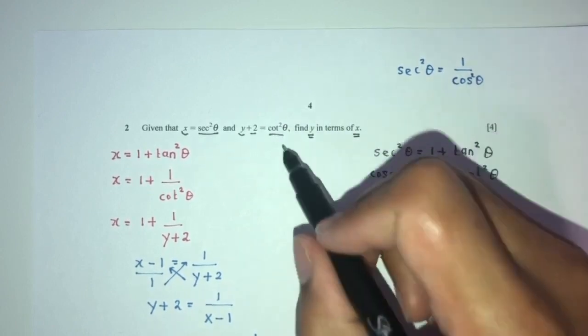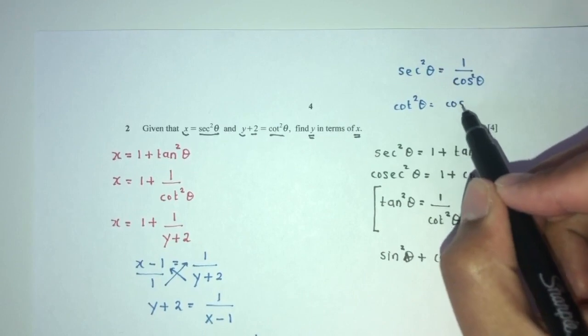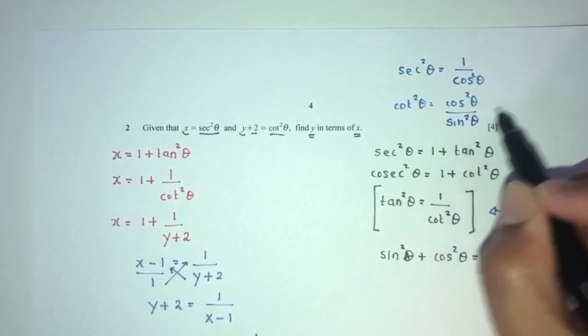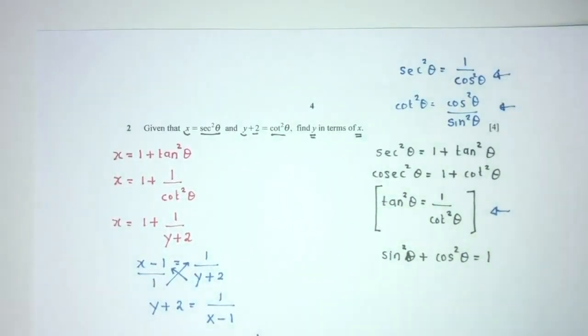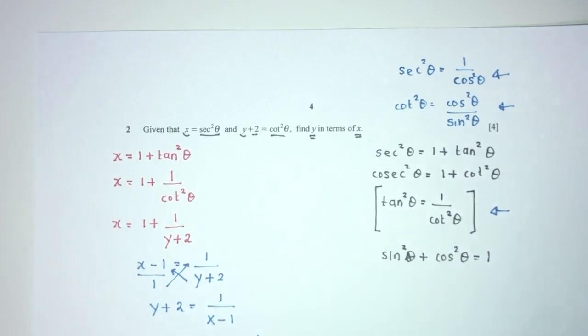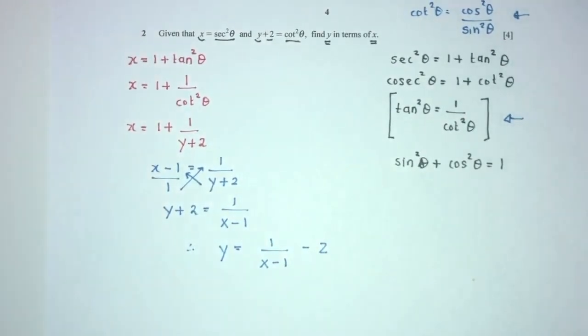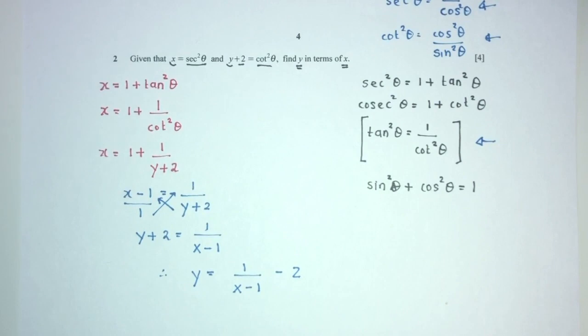And also this one, we do know that cot square theta is cos square theta over sin square theta. So these are the ideas we kind of must know now, so that we can use them in the case we are not able to find the required answer easily. Again, in this case, it was pretty straightforward. We just have to play with the numbers, cross multiply, and make y become the subject. And that will be your question number 2.